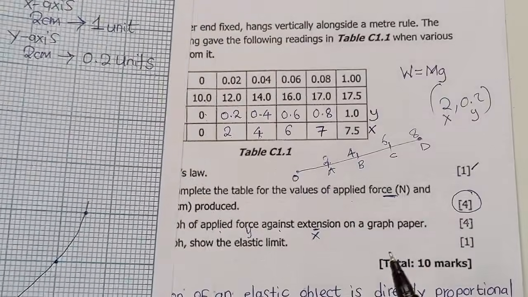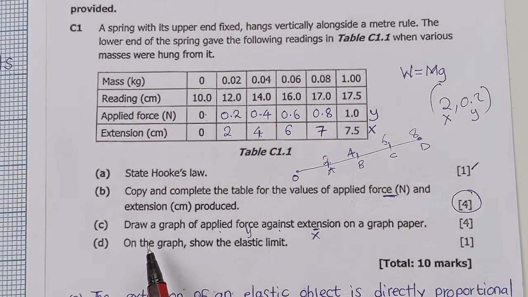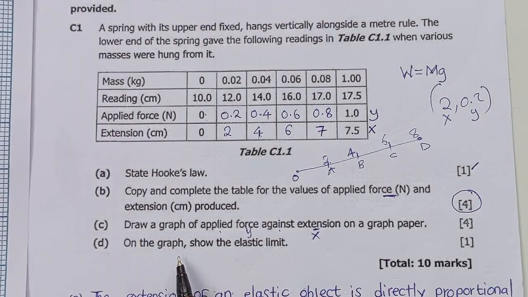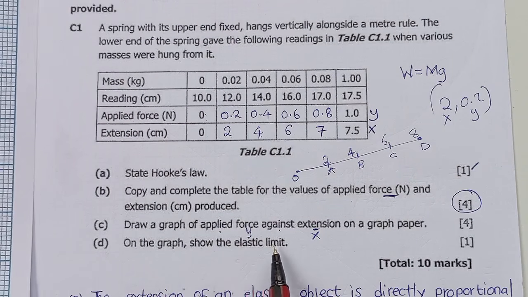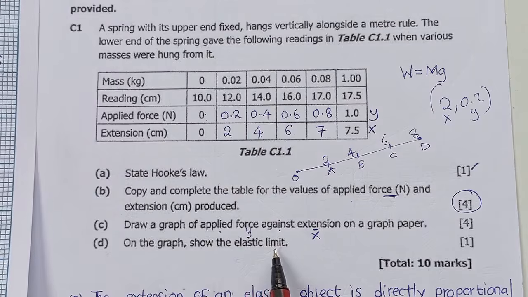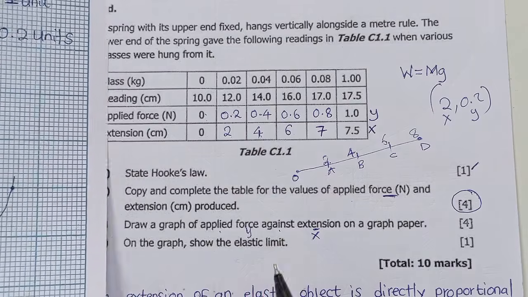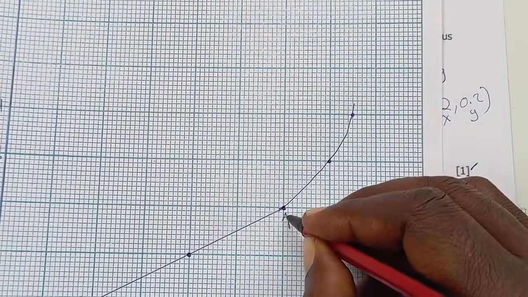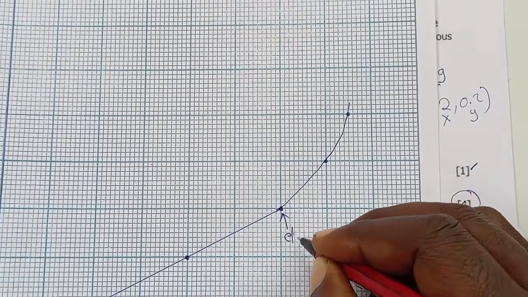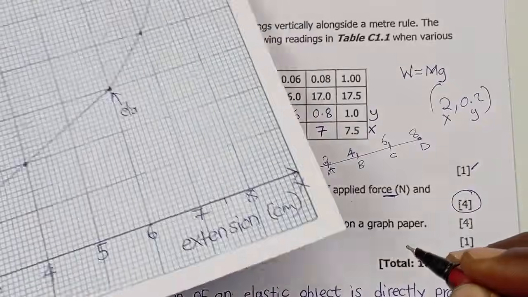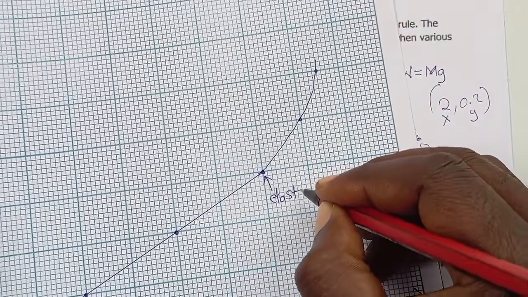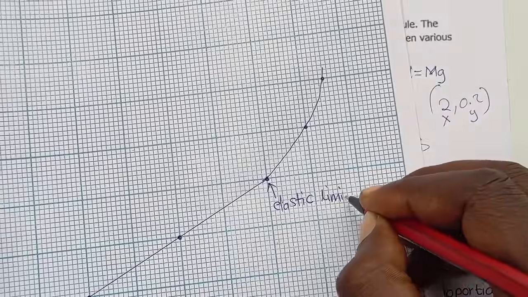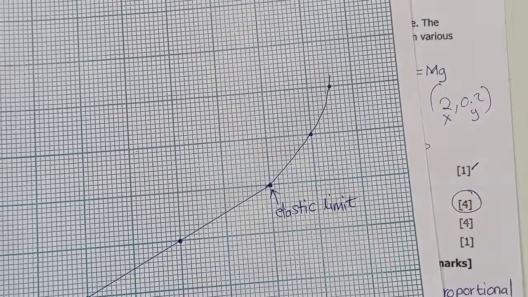So the question that is here, where we are told to show the elastic limit on the graph. Where is the elastic limit? The elastic limit is this point here. That one is the elastic limit. That is what I need to do. So I just say, elastic limit, this point.